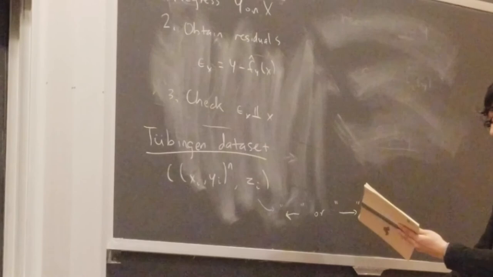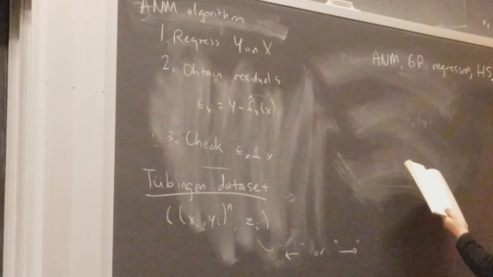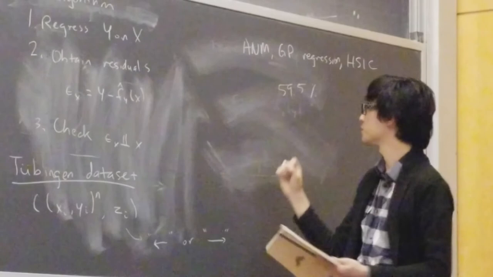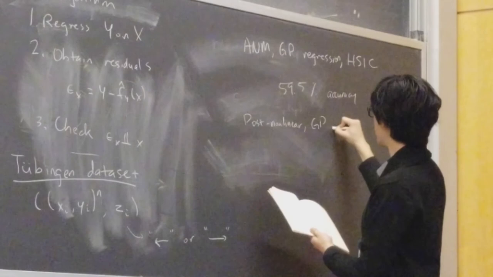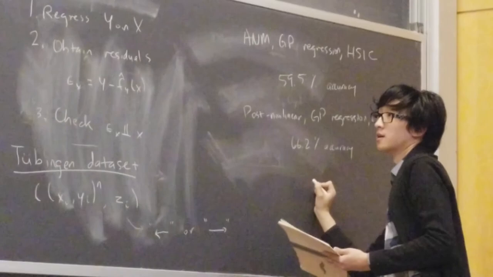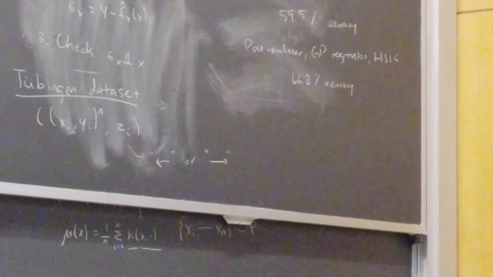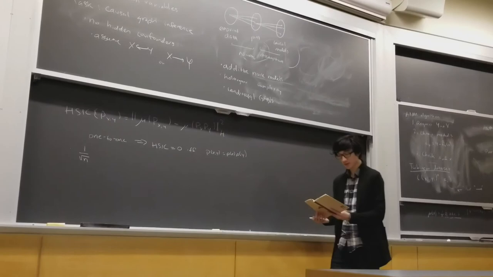To give you some numbers, if you do this ANM procedure, use Gaussian process regression, and use HSIC, you get 59.5% weighted accuracy, where baseline is 50% accuracy. If you do the post nonlinear version, but still GP regression and HSIC, you get something like 66.2% accuracy. I really glossed over all the variable details about identifiability, but another data point to keep in your mind is that these methods do perform reasonably well on real world data. They're doing better than chance. So that's it about additive noise models. Are there any questions?